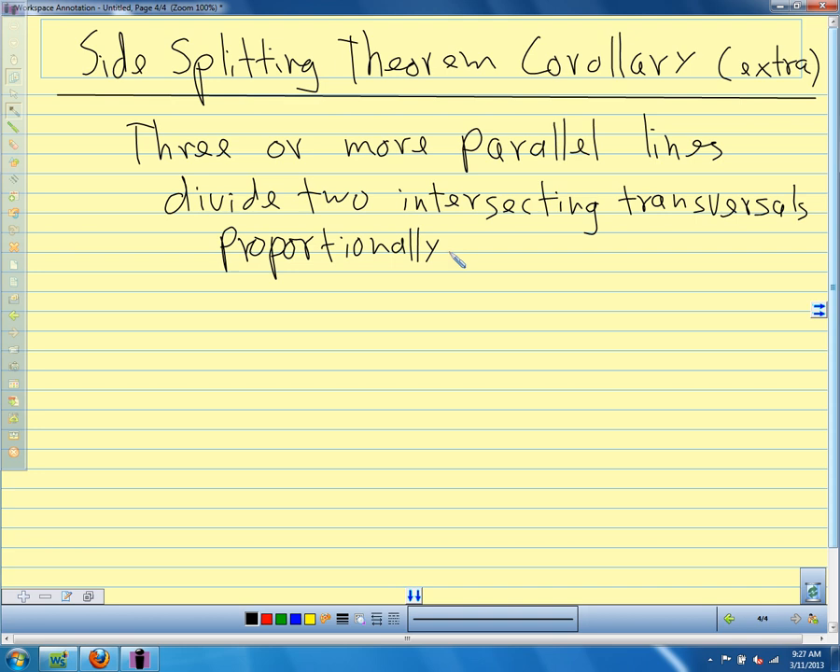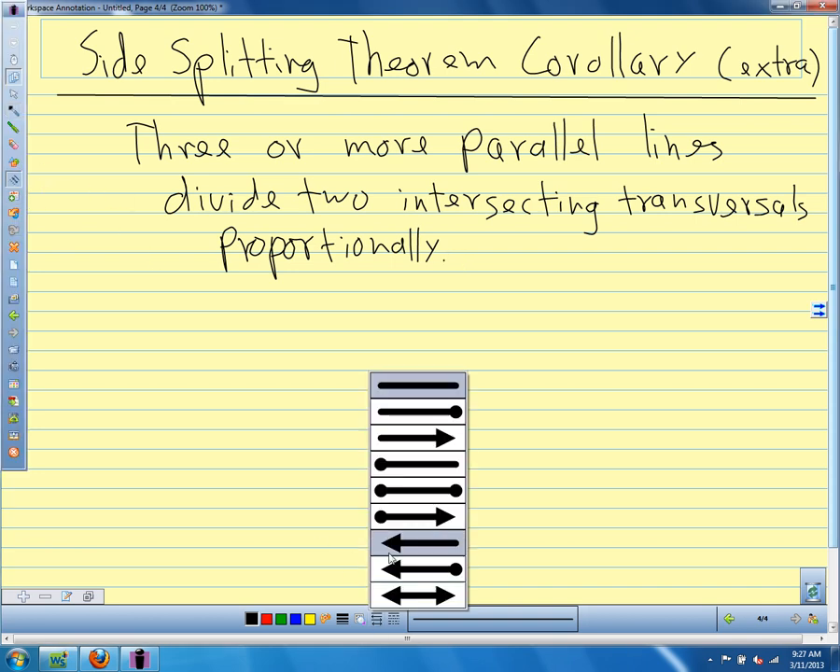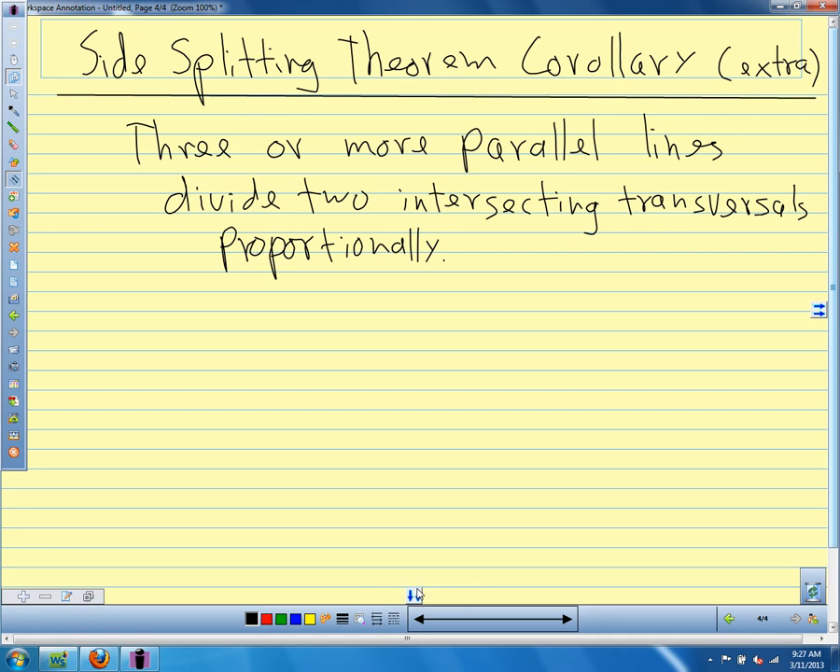So here we have our proportions again. Let's draw a picture of what this corollary is telling us. We have two intersecting transversals. Transversals are just our lines. If they're intersecting, what does that mean they do? Not necessarily bisect, but are they going to be parallel? No, they have to cross somewhere, right? Intersect means they touch somewhere.